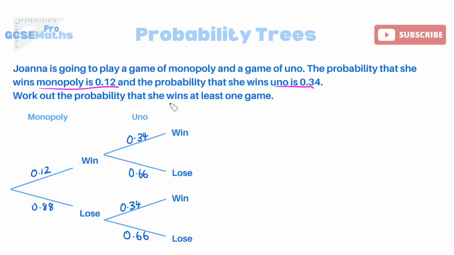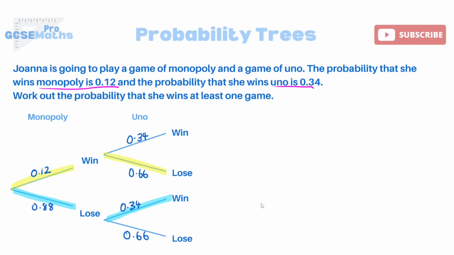It says work out the probability that she wins at least one game. There are technically two ways to do this, but I'm going to go through the long way first just to explain it, and then I'll show you the fast way afterwards. So get your highlighter again and start highlighting any of the pathways that would satisfy winning at least one game. So for example, she could win Monopoly and then lose Uno. That's at least one, isn't it? Now if I get a different colour, she could lose Monopoly and therefore win Uno.